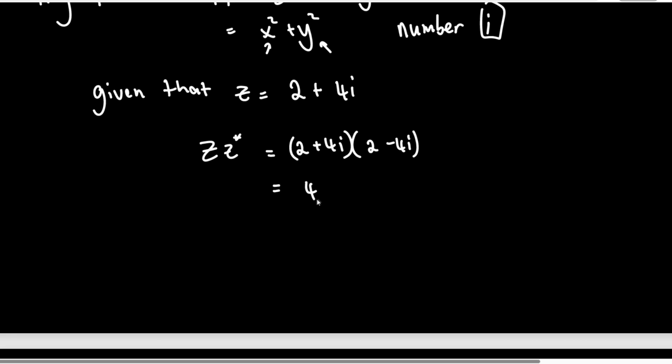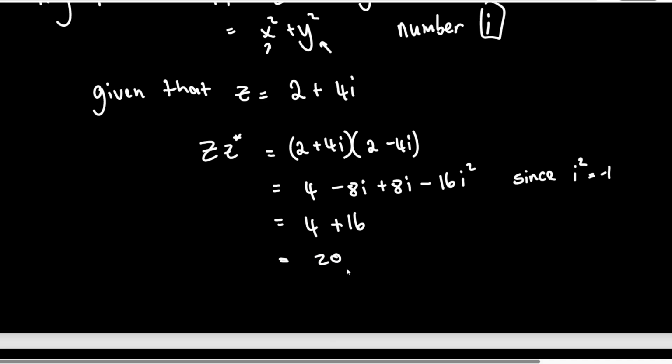2 times 2 is 4. 2 times minus 4i is minus 8i, plus 8i. And then we got minus 16i squared. And again, since i squared is equal to negative 1, we substitute it in. So that will be plus 16, which is then equal to 20.